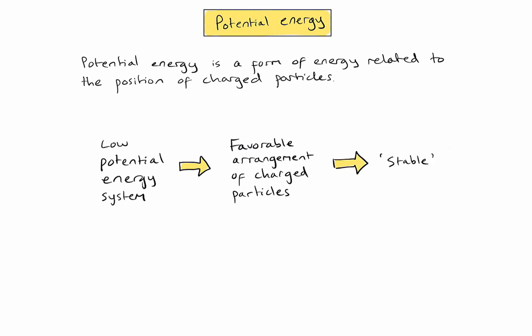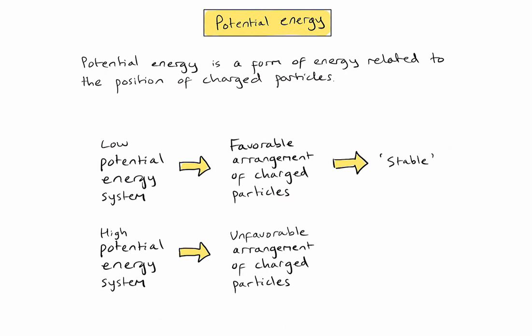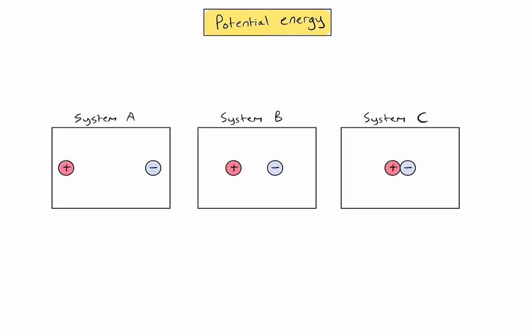A high potential energy system, on the other hand, is a system in which we have an unfavourable arrangement of charged particles. And therefore this system would be considered unstable. So whenever you hear the words stable or unstable throughout the course, you really need to be thinking in terms of potential energy. Let's have a look at a few examples.